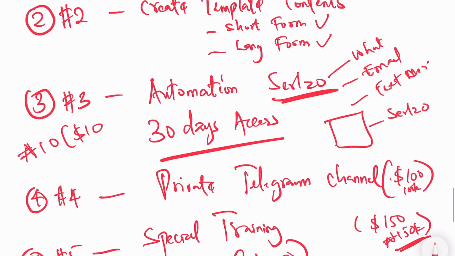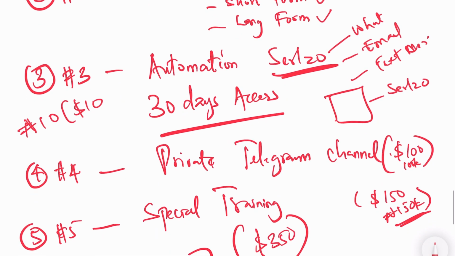The next thing you're going to get from us, of course, is full access to the Serlzo software for a full 30 days. Imagine if you deploy it in 30 days and you're getting sales every day, 10 prospects every day. In a month, you have 300 leads that will be with you forever.